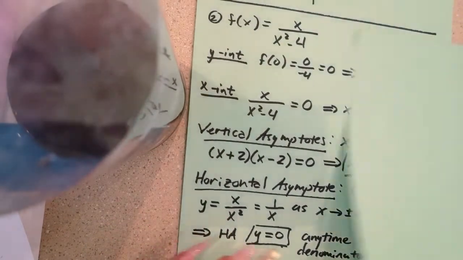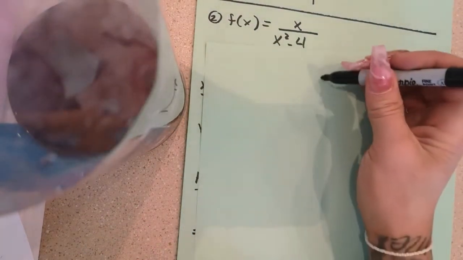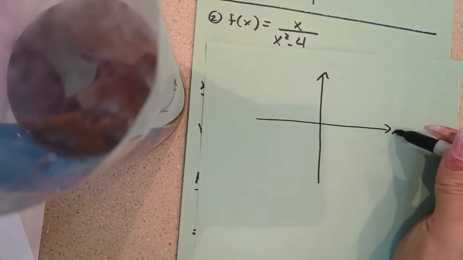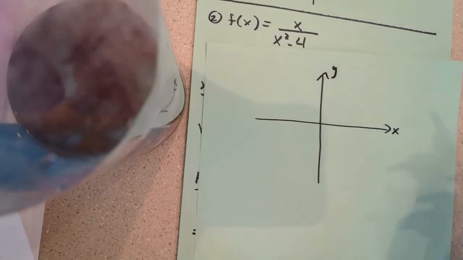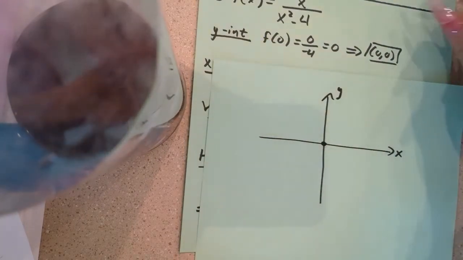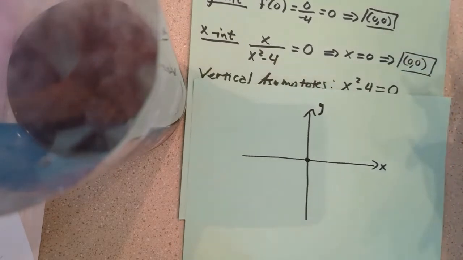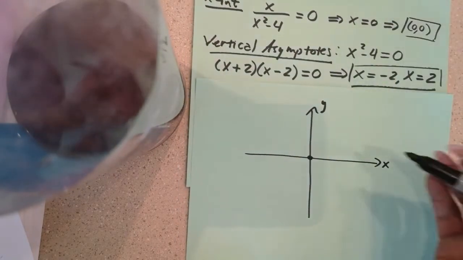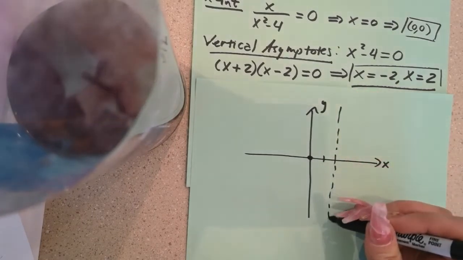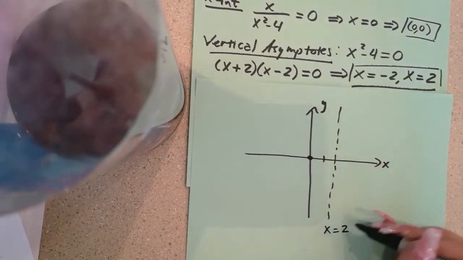So maybe this time let's start the graph here and add information to it as we go. What did I find so far? I found the x and y intercept was the origin. I found the vertical asymptotes. There's x equals 2.